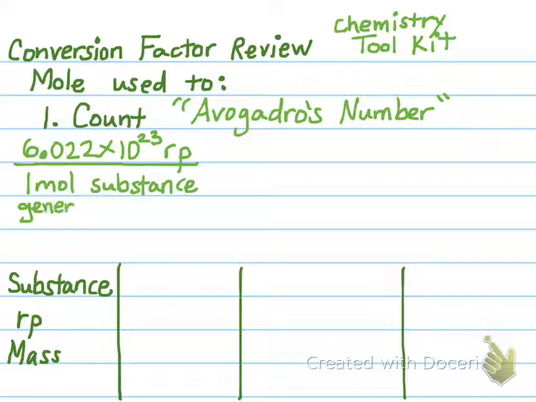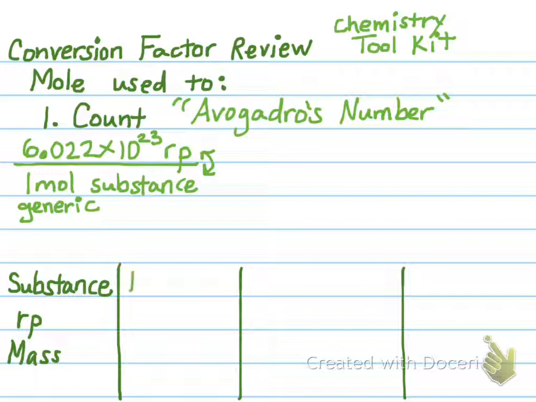Remember, the power of these is depending upon where I need my unit to be, I can flip this. So I could write it as 1 mole of substance over 6.022 times 10 to the 23rd representative particles. Where the units go depends upon where you need the units to be, so they cross out in your calculations.